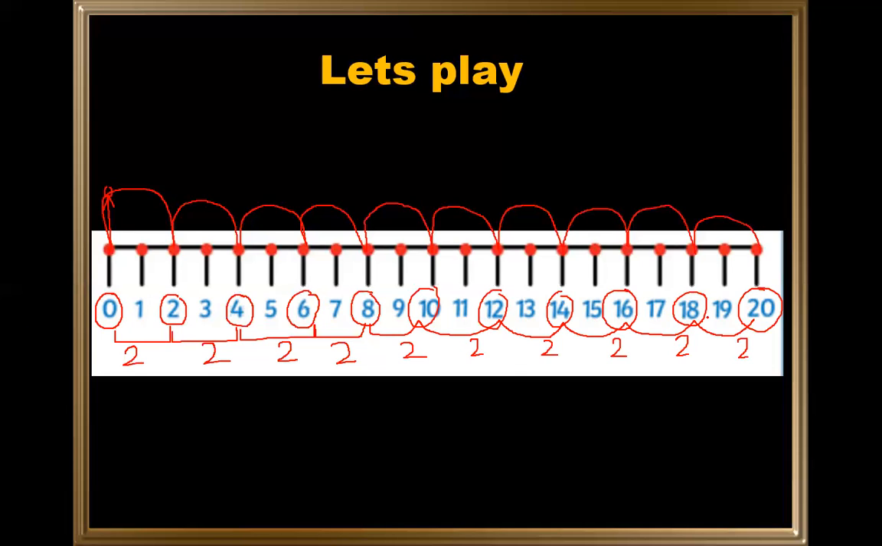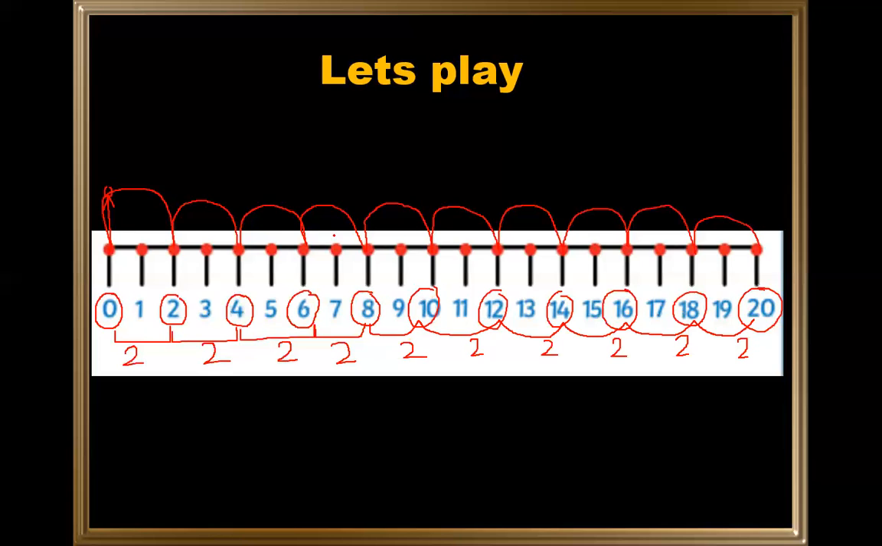So what are these numbers from 0 to 20? All these numbers come in the table of 2. Whenever you are covering the same gap, the numbers come in the table of that number, right? I'm covering the gap of 2, which means these numbers come in the table of 2. So these are nothing but multiples of 2. These are the multiples of 2.